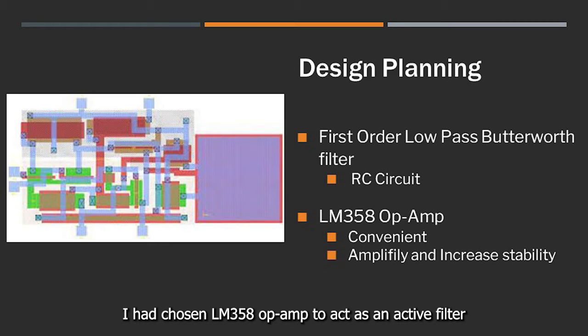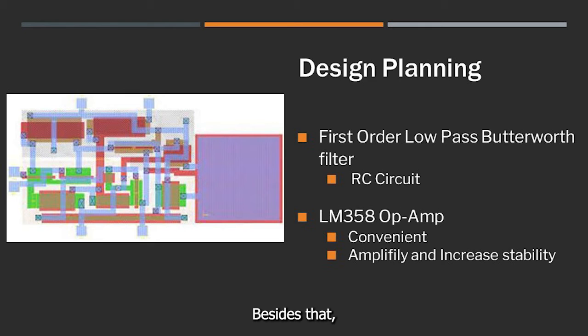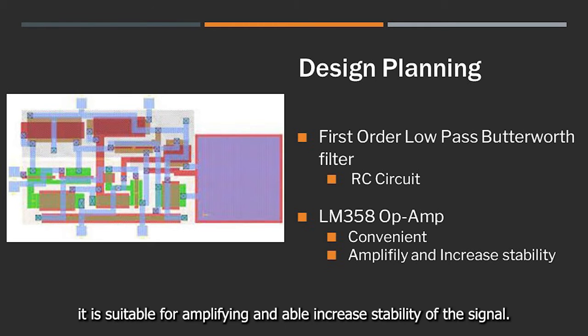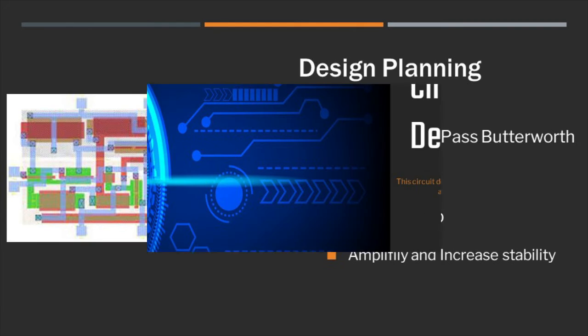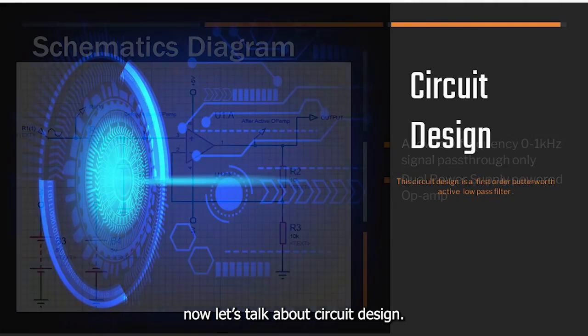I have chosen the LM358 op amp to act as the active filter because it is convenient and easy to find at a local component shop. Besides that, it is suitable for amplifying and able to increase the stability of the signal. After design planning, now let's talk about the circuit design.